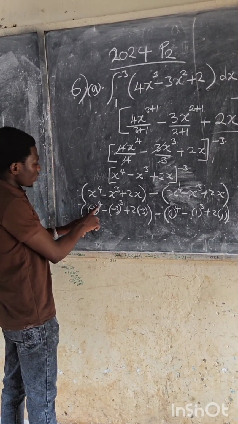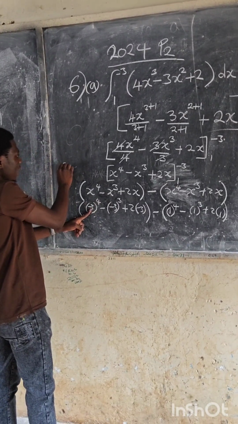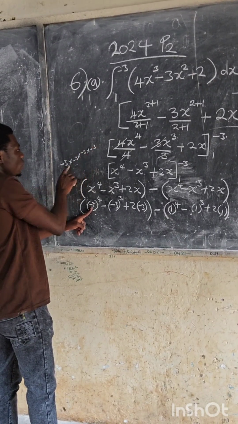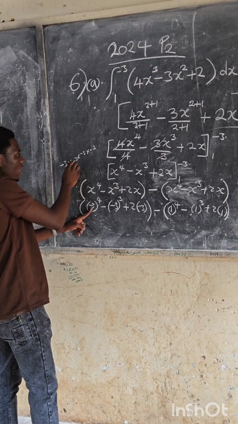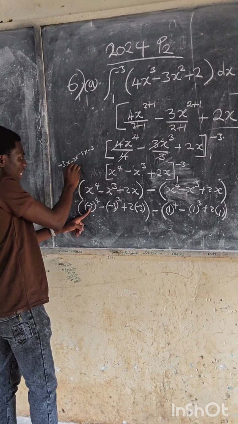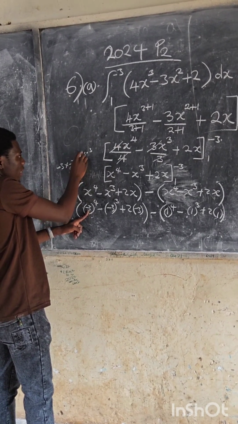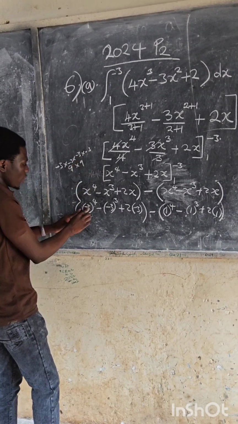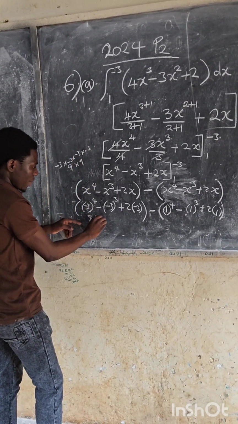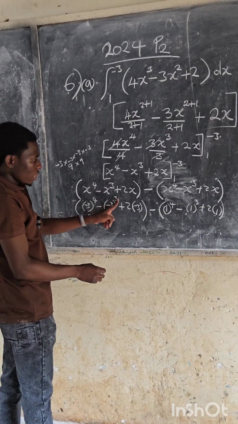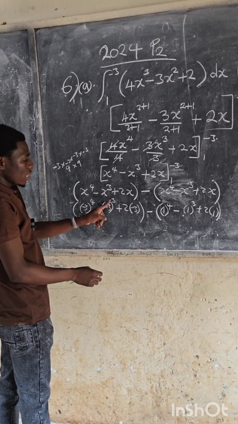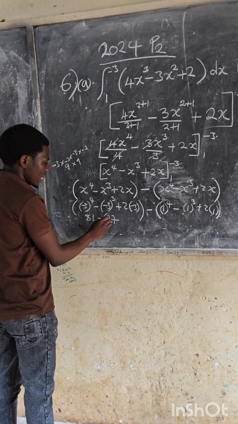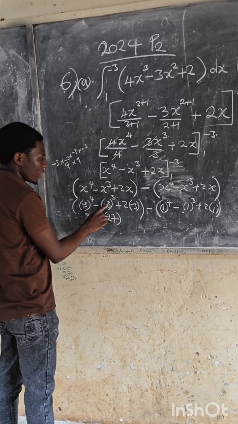So negative 3 to the power 4 is the same as multiplying negative 3 times negative 3 times negative 3 times negative 3. Negative 3 times negative 3 is a positive 9. Positive 9 times positive 9, we get 81. Minus negative 3 to the power 3 means we multiply negative 3 three times, which gives negative 27. So we get a negative 27 here.